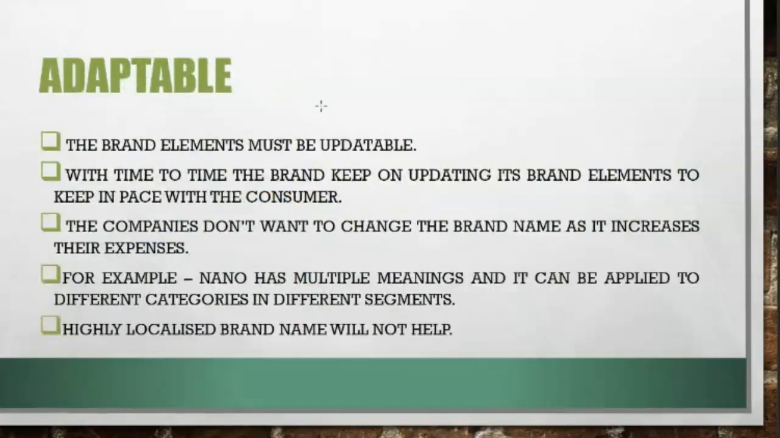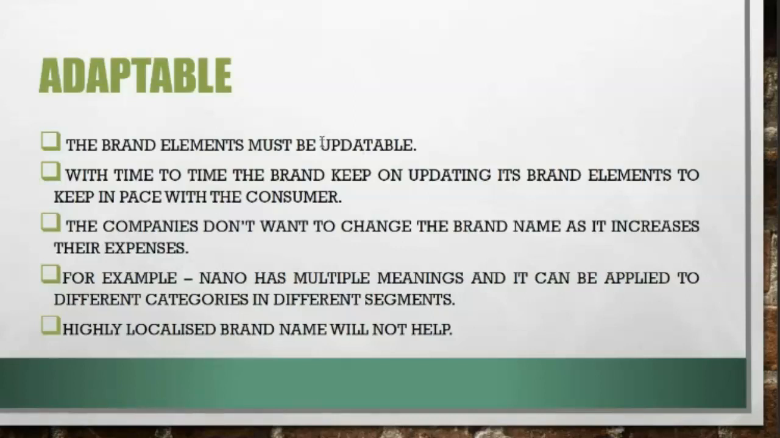Next we have adaptability. Another brand element which is very important is that it should have the capacity of being updated. It should not be rigid. Time to time we have to update the brand elements also. So we have to change the logo sometimes, we have to change the symbol also. There is a company called Shell, they have changed their logo so many times because they have designed it in such a way that there is a possibility. The company doesn't want to change the brand name, but it increases their expenses.